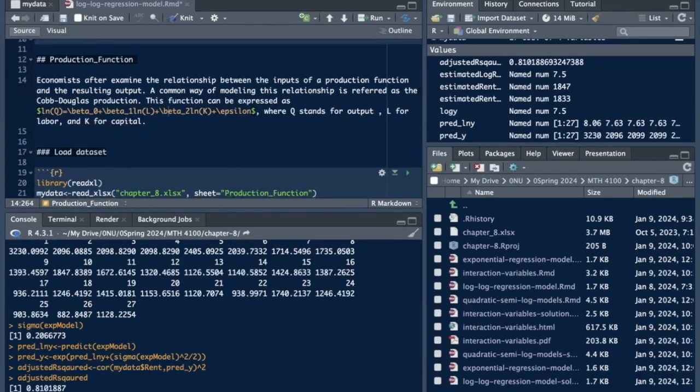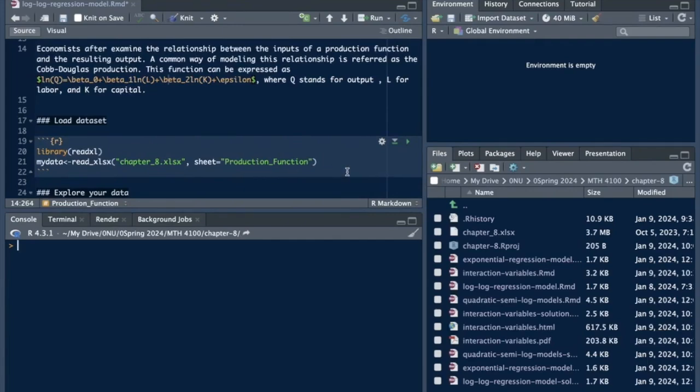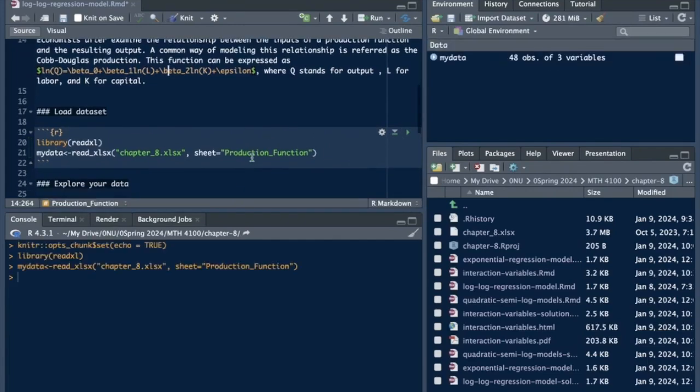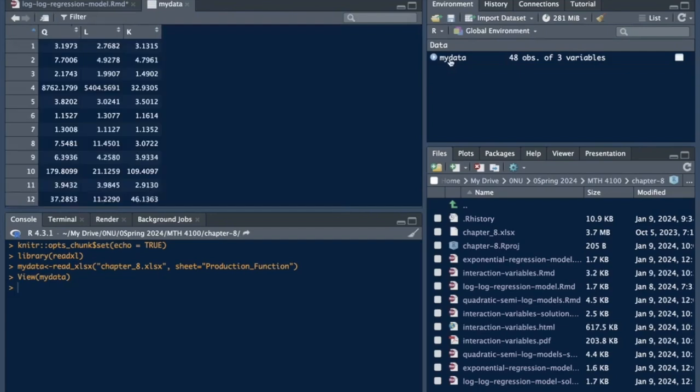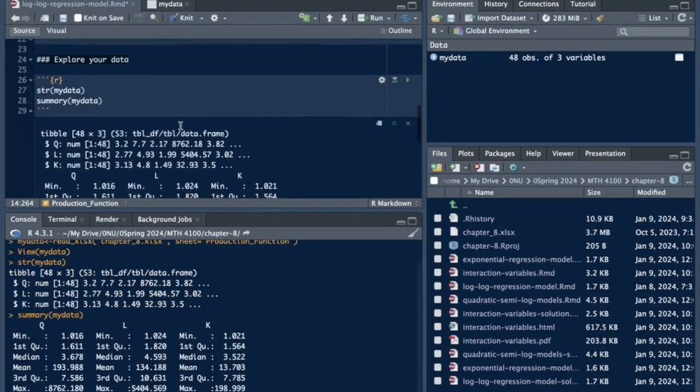First, we're going to load the dataset. I have to first clean everything. To load the dataset, it's chapter 8, and the sheet is production function. This is my data. We have 48 observations. Looking at the data, we have Q, L, K. Exploring the data, they're all numeric.